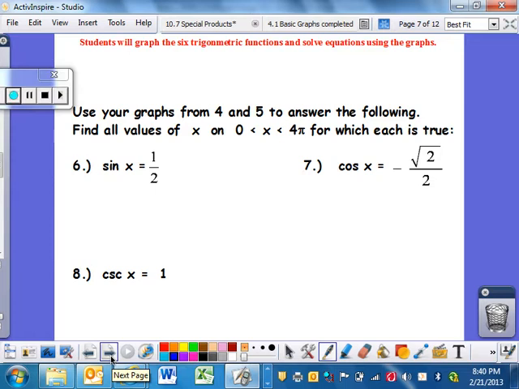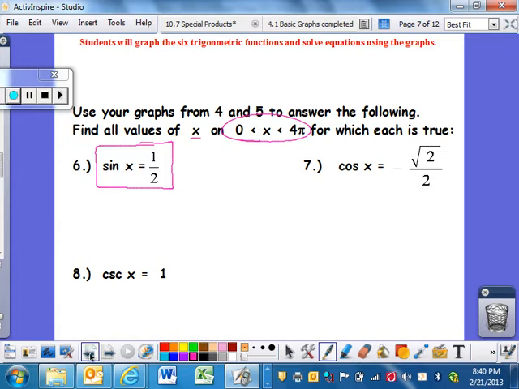Okay? So now what I want to do is let's cycle back and let's see if we can figure this out. Using your graphs from 4 and 5, so what we just got done doing, can we answer the following questions? So what I want to do is find all the values of x from 0 to 4 pi now is my answer, so I have a bunch more answers than what we kind of have ever done before. What angles give me the answer of 1/2?